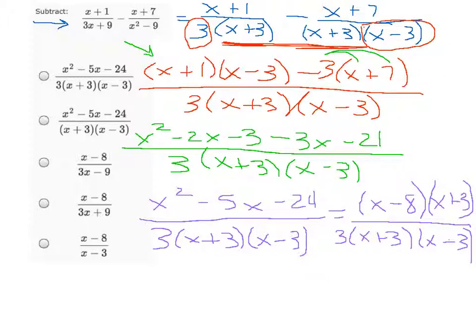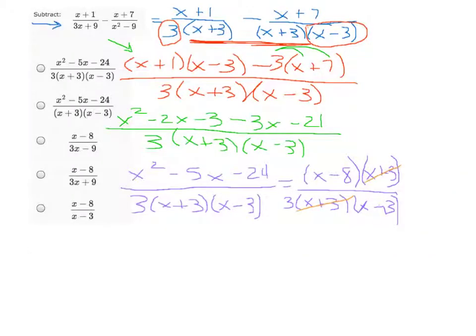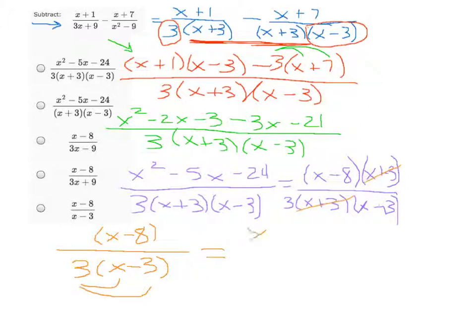And now you can notice once again that our quantity of x plus 3 divide out to 1. So when we rewrite this, we have the quantity x minus 8 divided by 3 times the quantity of x minus 3. And we can distribute this 3 in the denominator, so our final answer will be x minus 8 divided by 3x minus 9, and that answer is C.